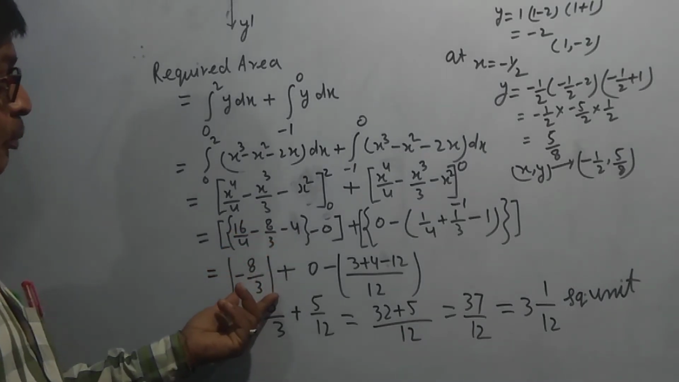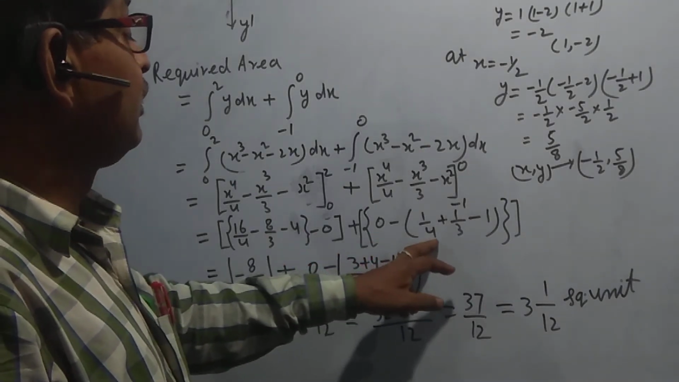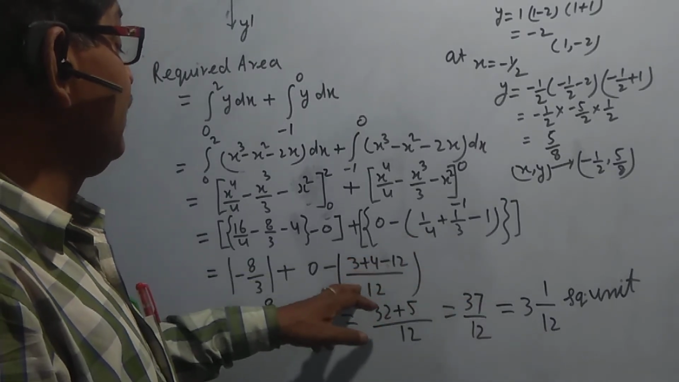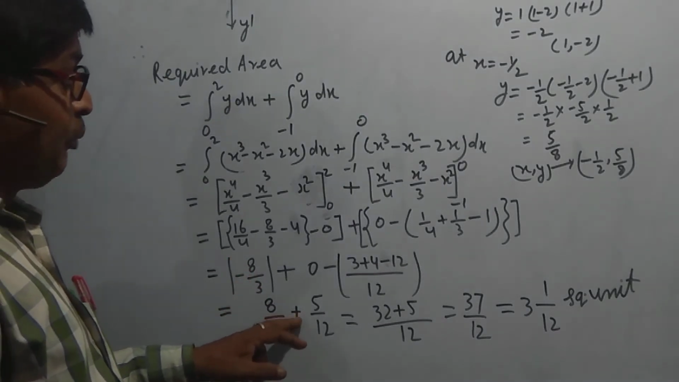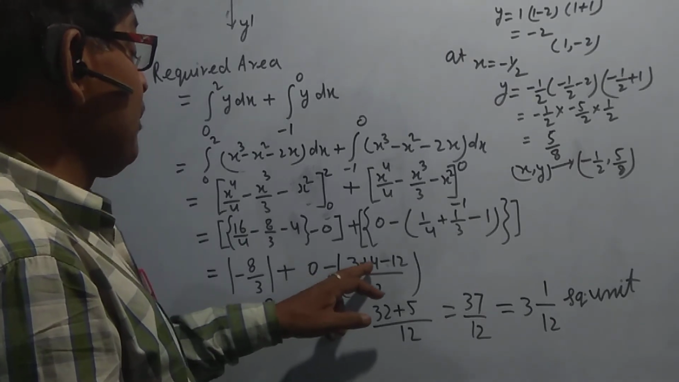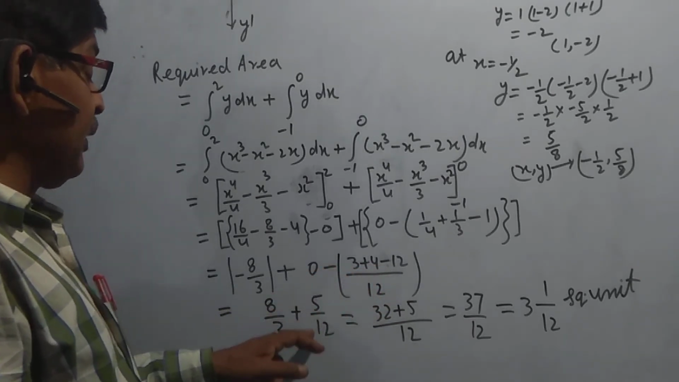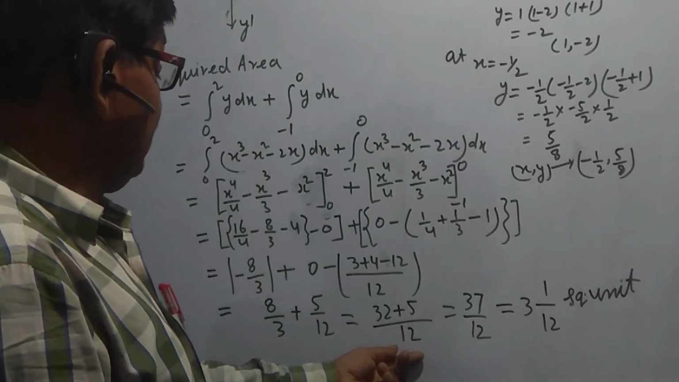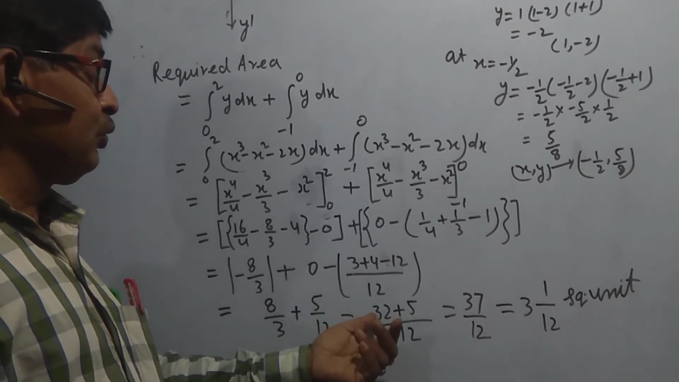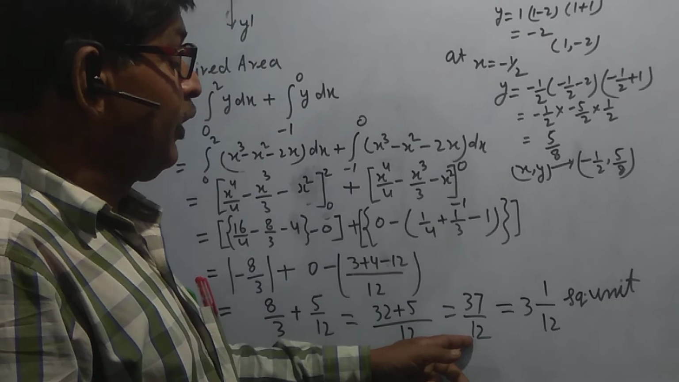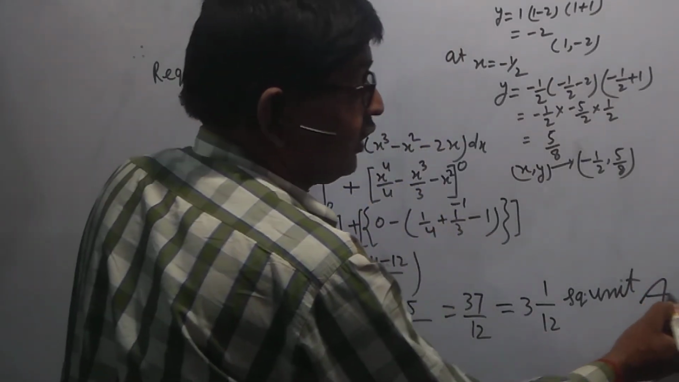Now as you know, area is always positive, so this is 4 and 4 cancel, minus 8 by 3; we take the positive part here, 8 by 3. This part is 0, and taking the LCM 12, we get plus 7 by 12 minus 5 by 12, and 12 is the LCM here, so 32 plus 5 is 37 by 12, that is 3 and 1 by 12 square units. This is our answer here.